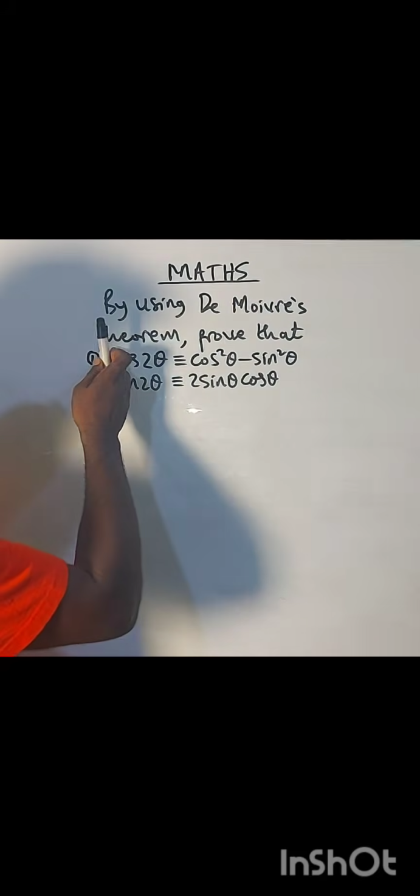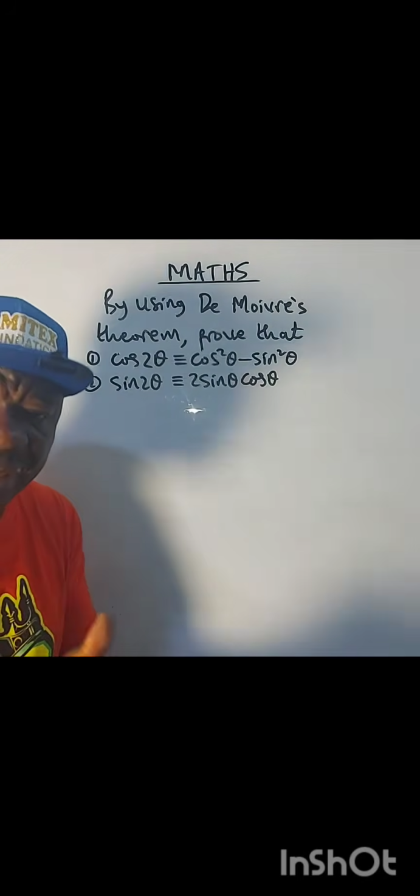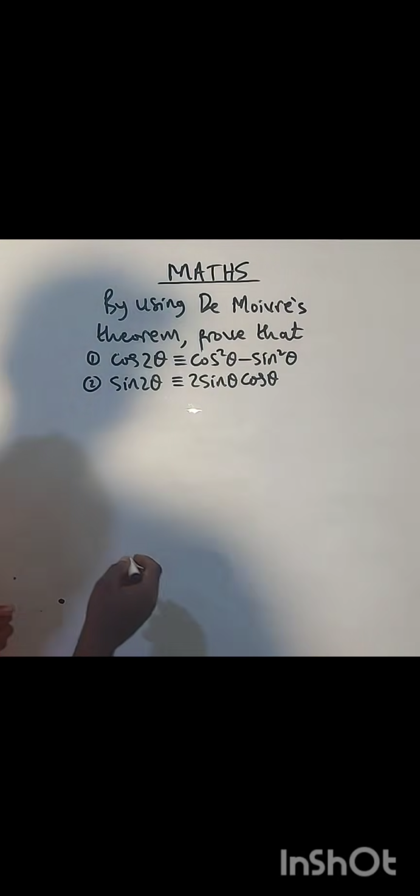By using De Moivre's theorem, prove that cos 2 theta is equal to cos squared theta minus sin squared theta. Then the second one, sin 2 theta is identically equal to 2 sin theta cos theta. So how do we go about it? Proof.